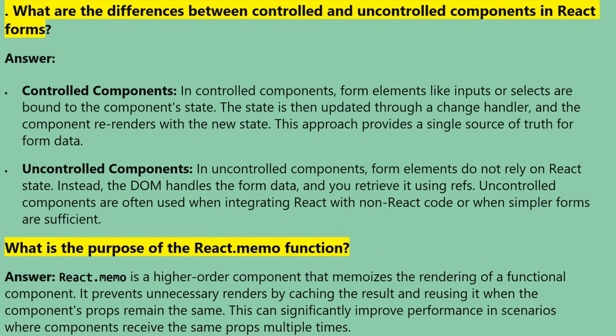What are the differences between controlled and uncontrolled components in React forms? Answer: controlled components. In controlled components, form elements like inputs or selects are bound to the component state. The state is then updated through a change handler, and the component re-renders with the new state. This approach provides a single source of truth for form data.